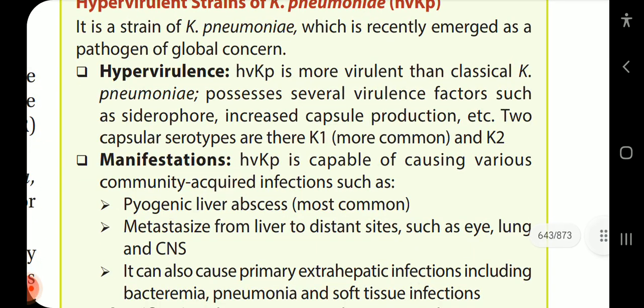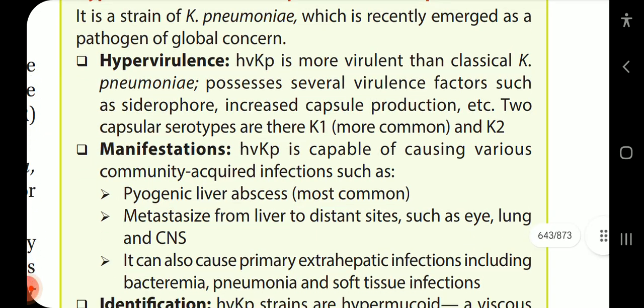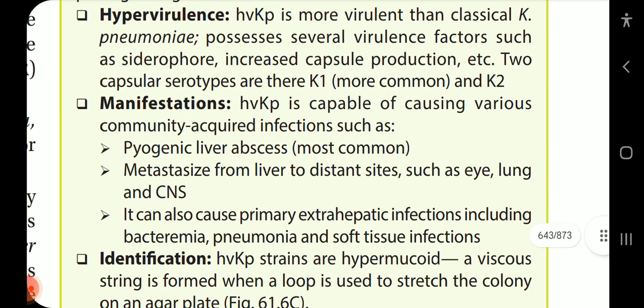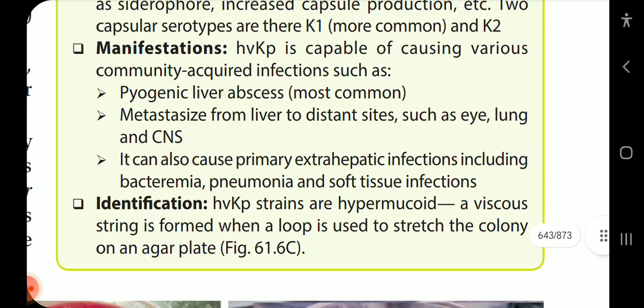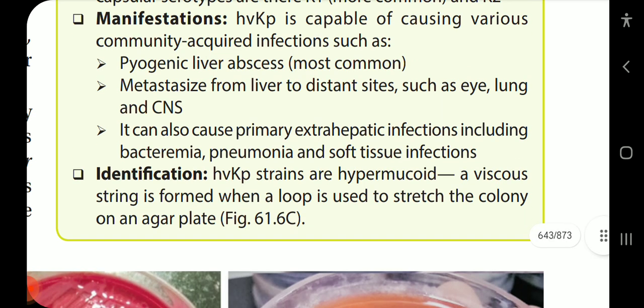Hypervirulent strains of Klebsiella pneumoniae (HVKP) have recently emerged as pathogens of global concern. HVKP is more virulent than classical Klebsiella pneumoniae and possesses several virulence factors such as siderophores and increased capsule production. Two capsular serotypes are there, K1 more common, and K2. Manifestation: HVKP is capable of causing various community-acquired infections such as pyogenic liver abscess, the most common, which can metastasize from the liver to distant sites such as the eye, lung, and CNS. It can also cause primary extrahepatic infections including bacteremia, pneumonia, and soft tissue infections.